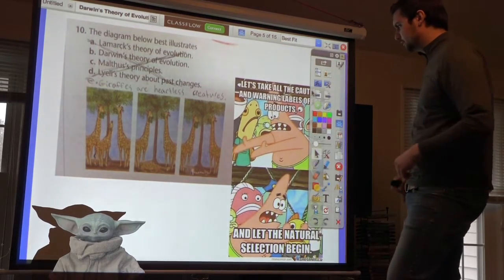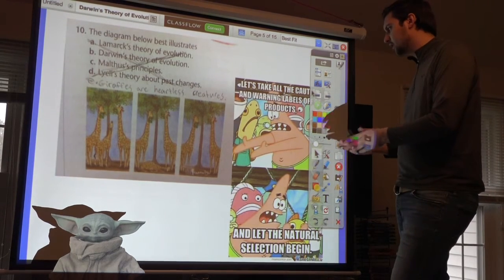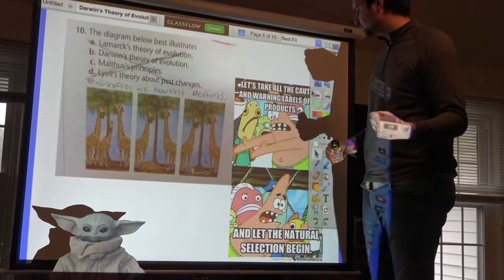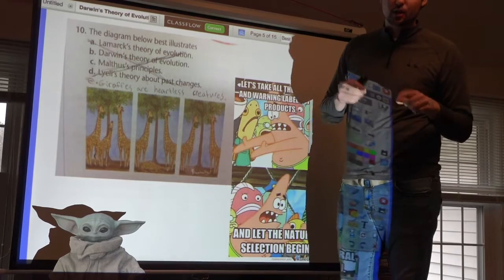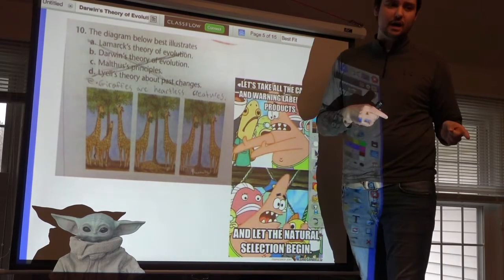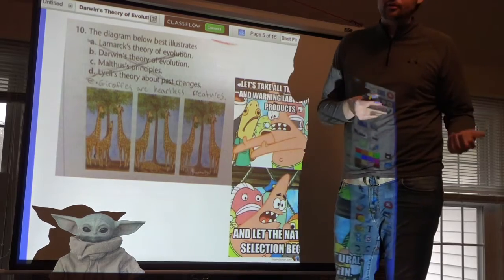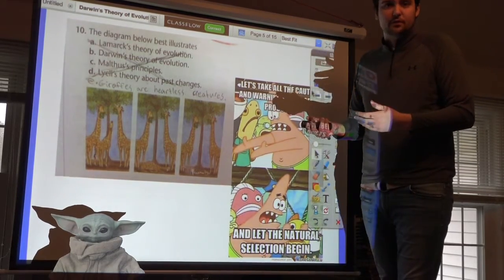So let's look at this one. So we've got Patrick, and he's talking about taking the caution and warning labels off of all the products and letting natural selection begin. So natural selection is nature actually selecting who lives and who dies. So within natural selection we have winners and we have losers. The winners are those who are best suited for their environment.